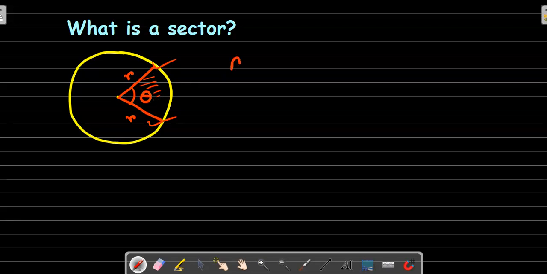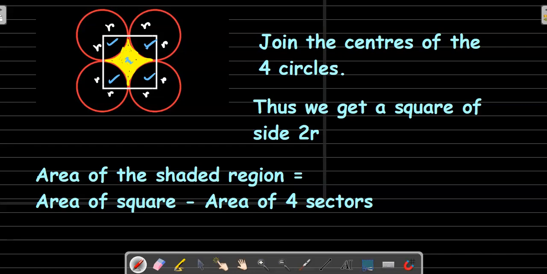Now what is the area of a sector? Area is equal to theta by 360 into pi r square. This is the area of a sector. In our problem, let's find the area of the four sectors. So we will find the area of one sector and multiply that by 4.